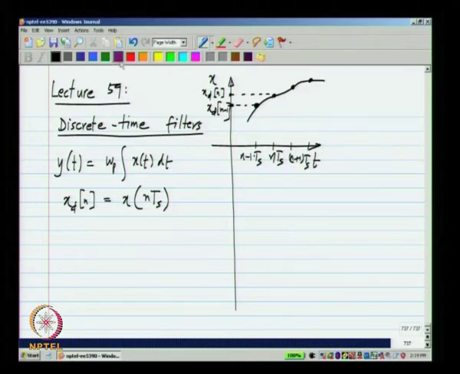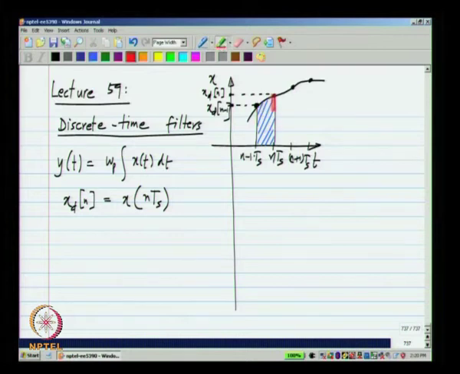Now, what is the integral of this? We know that the integral of a curve is the area under the curve. So, the integral of this curve between n minus 1 Ts and n Ts is nothing but this area.